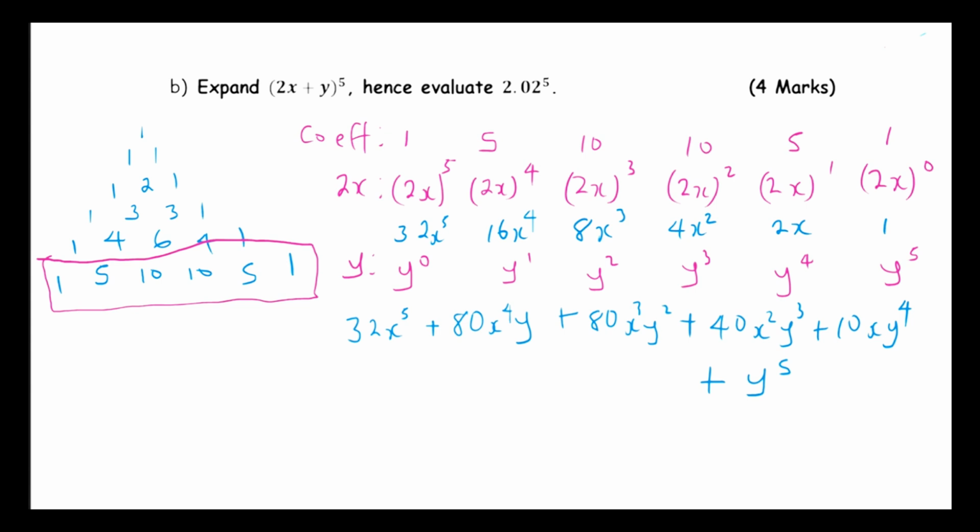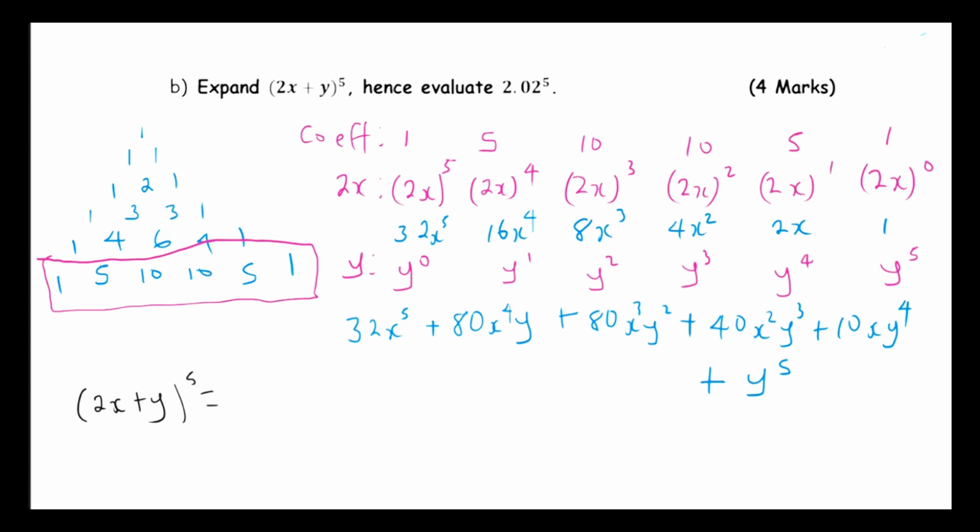But now you are required to use this expansion to evaluate this numerical, that is 2.02 power 5. So what you're going to do is rewrite that numerical as a binomial, that is, as a sum of two numbers. Then you're going to compare their corresponding values. So what you have is 2x plus y, raised to power 5. So I'm going to equate these and compare it with the binomial form of this numerical.